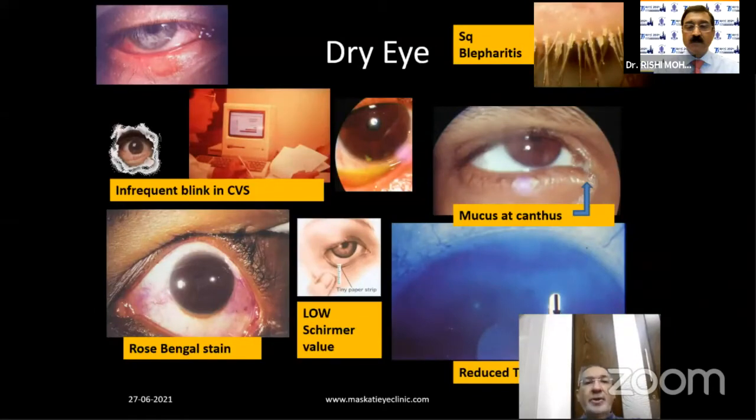Next. Also pure dry eye patients: the computer vision programmer with infrequent blinking that you can see, the meibomitis looking obvious, squamous blepharitis with the dandruff or scales that you can see. And if you do any test like the Schirmer's test, there is very little wetting, classical rose Bengal staining, or a reduced breakup time. So these are classical dry eyes. You don't have to wait till you see filamentary keratitis to diagnose a dry eye. So this is again the classical dry eye. Next.